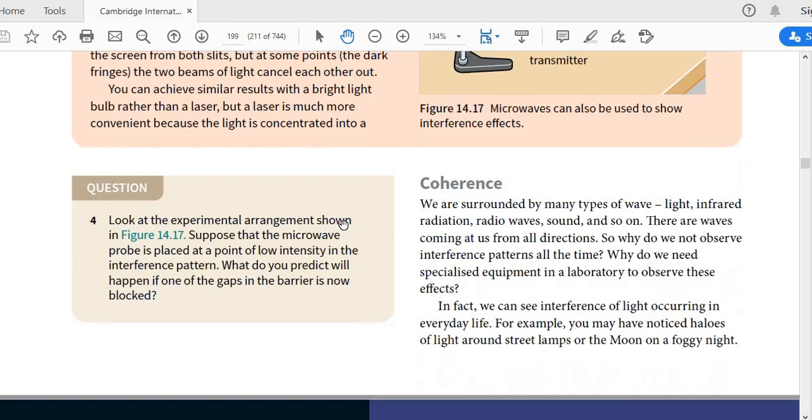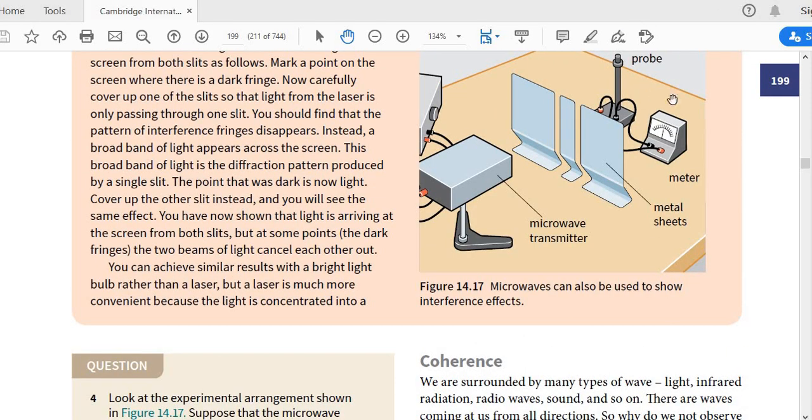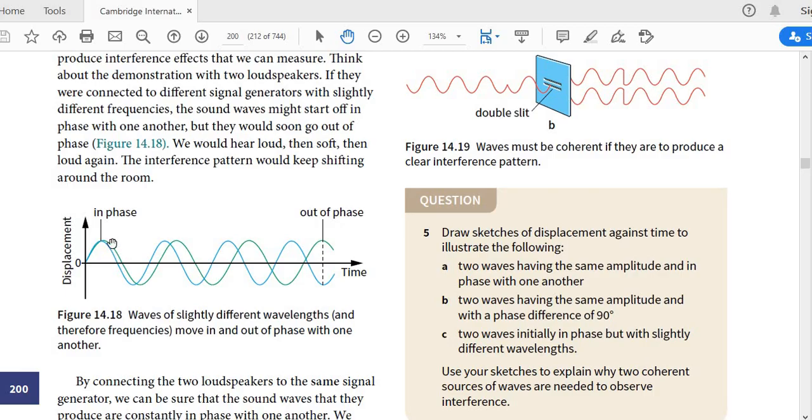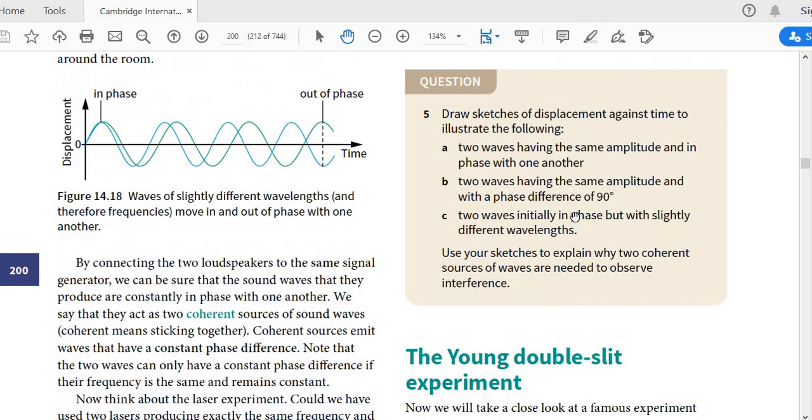But if you use two different sources, then the position where destructive interference occurs can be going from one place to another, because it will be something like this. In the beginning they might come in phase and then they will be out of phase, like I said before. So because it's not coming from the same source, that's why we use the same source.